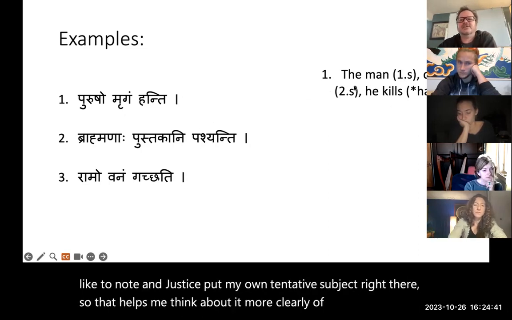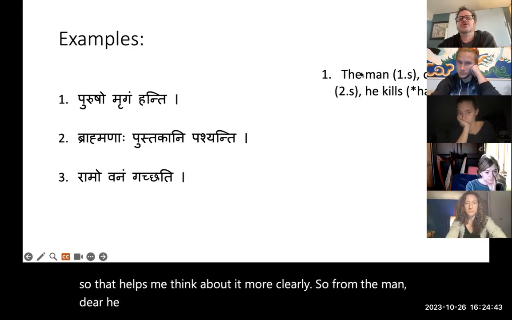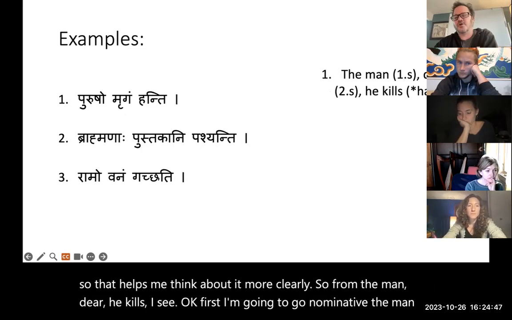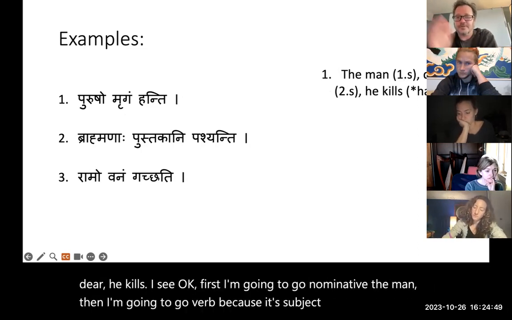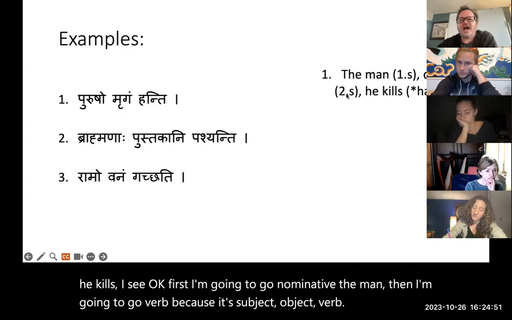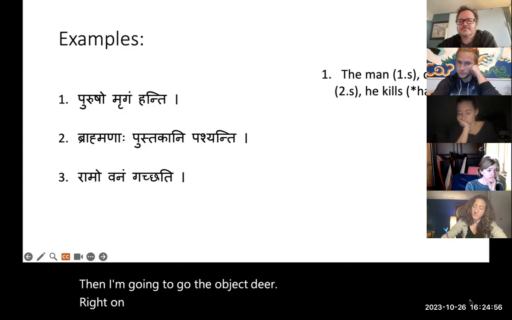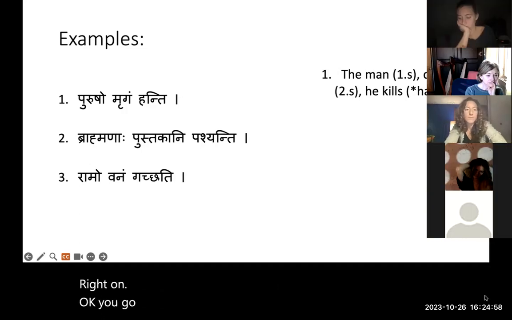So from the man deer he kills, I see, okay, first I'm going to go nominative, the man. Then I'm going to go verb because it's subject, object, verb. Then I'm going to go the object, deer. Right on. Okay, you got that one. That's the one you're going to memorize.